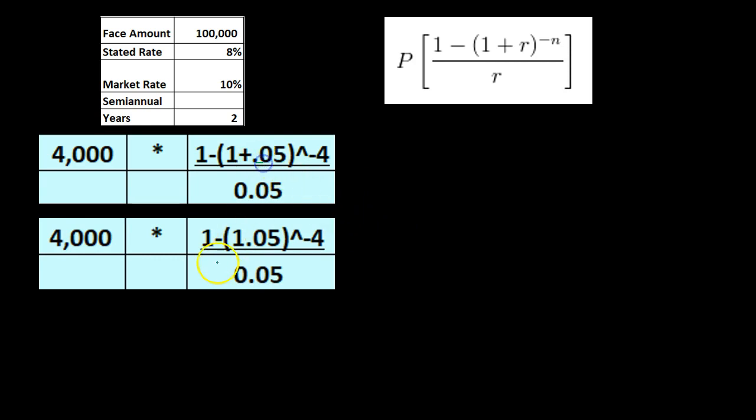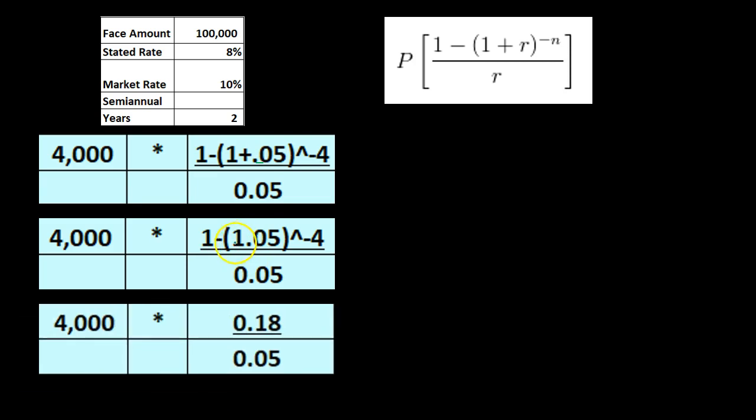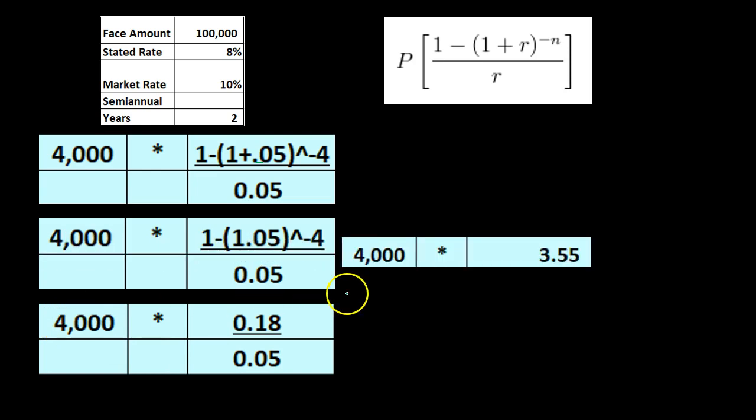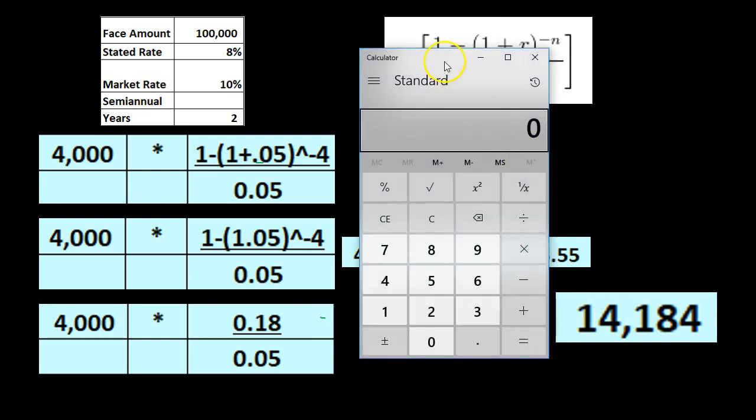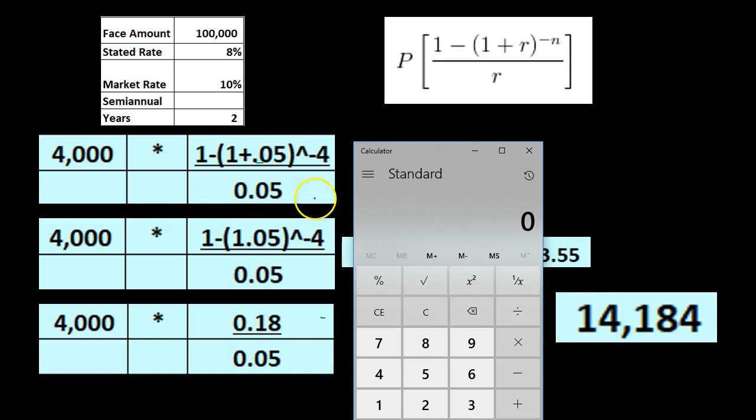So we're going to work out these inner columns, 1 minus 0.05 to the negative 4, and then we'll do the math here and get the 0.18 rounded divided by 0.05, times the 4,000, of course. And then if we finish up the math, we're going to say 4,000 times the 3.55, dividing this out, and that, of course, will be the 14,184.